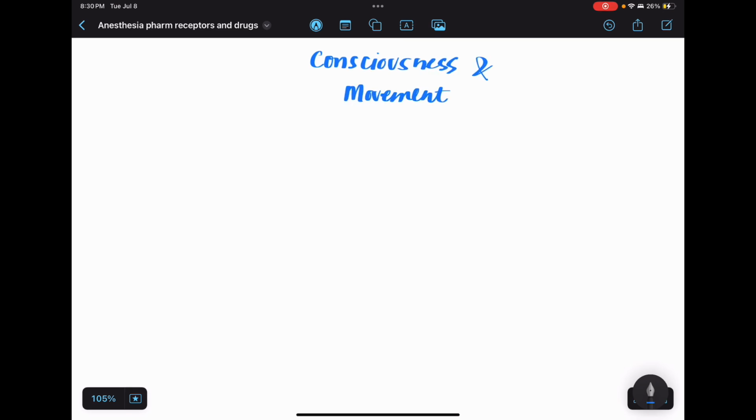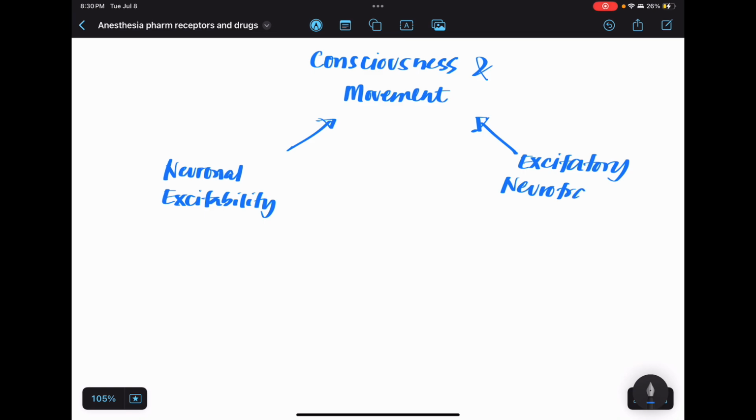Consciousness and movement is brought upon two things, which is neuronal excitability and excitatory neurotransmission. So if we block these two things, then we will lose consciousness and movement. And that's what we do when we give anesthesia.